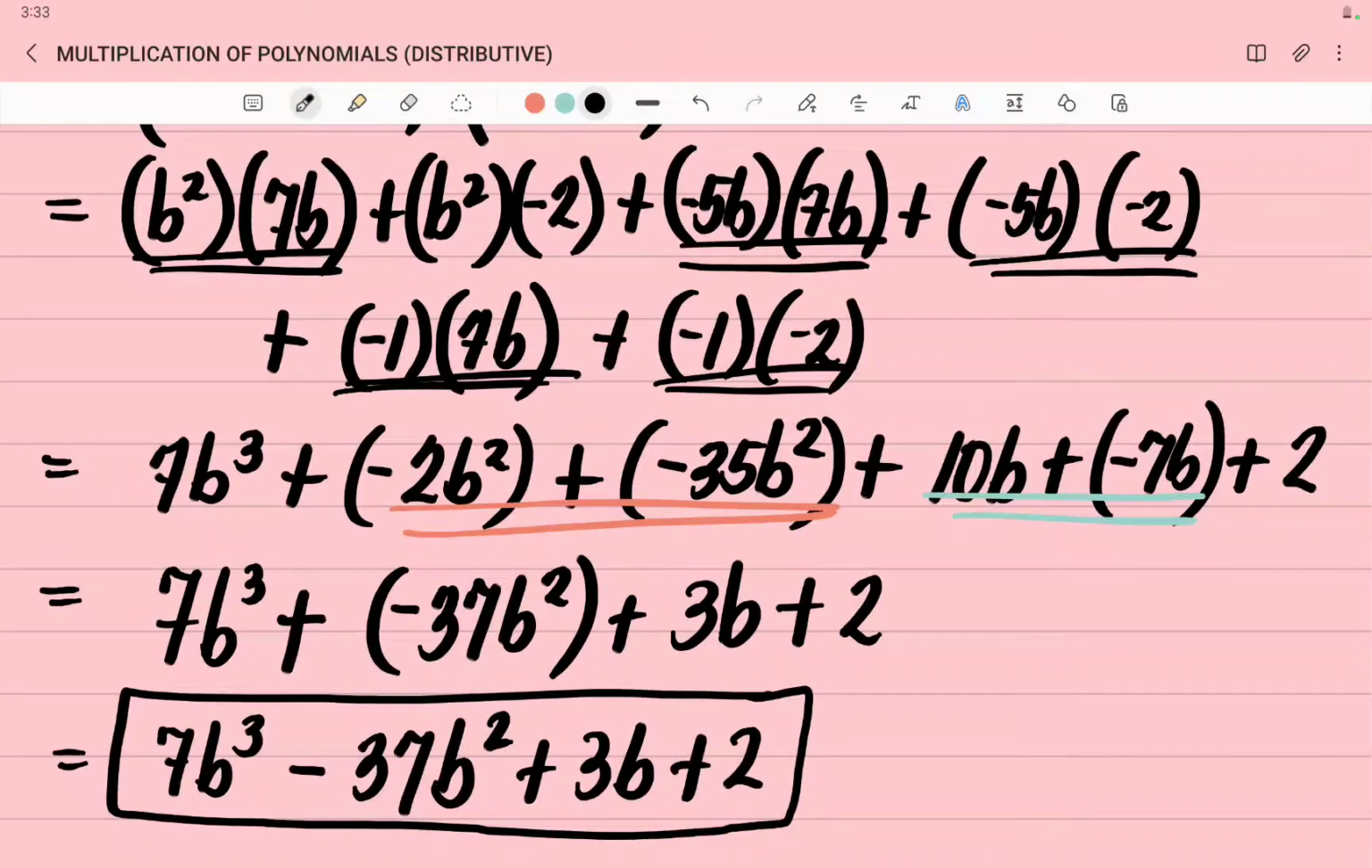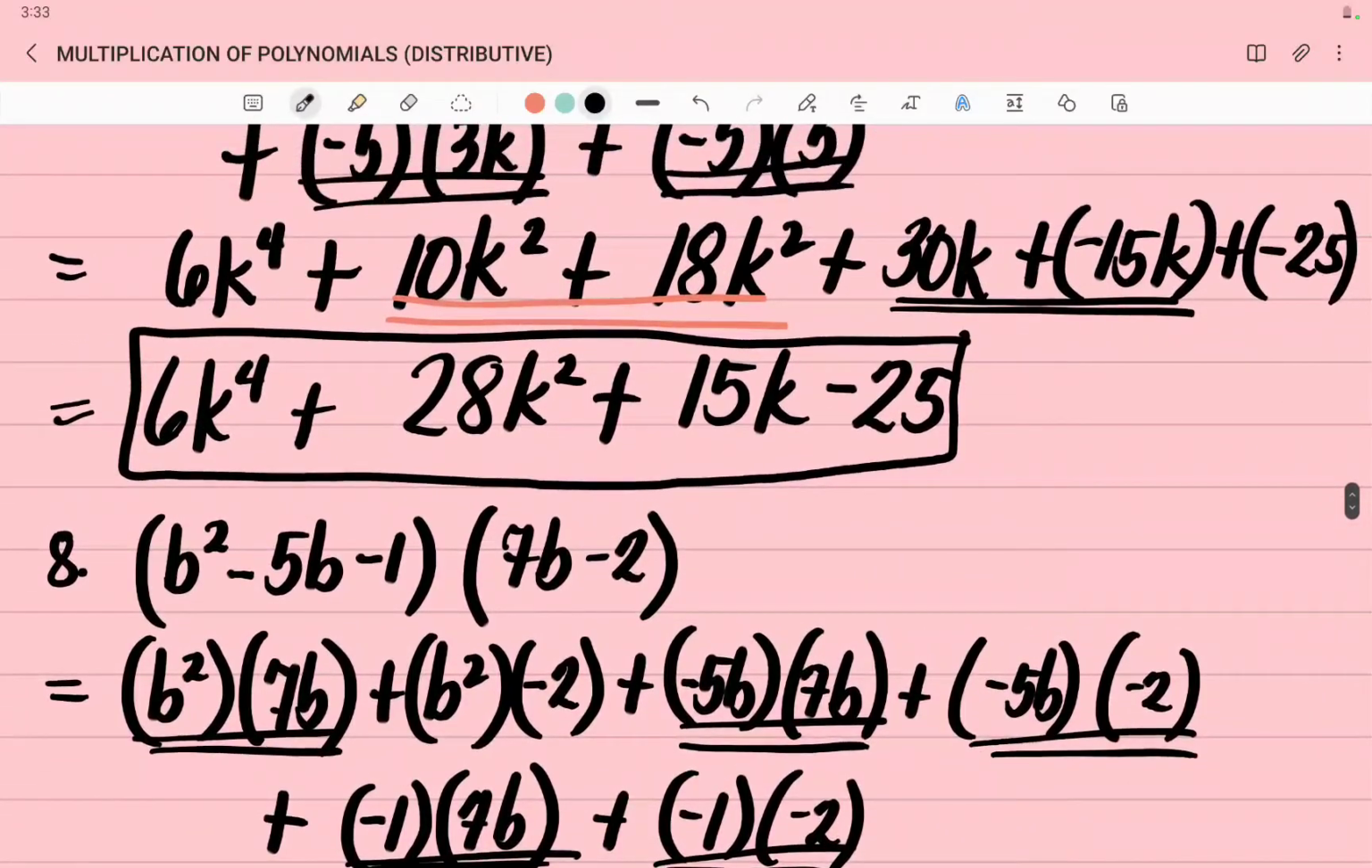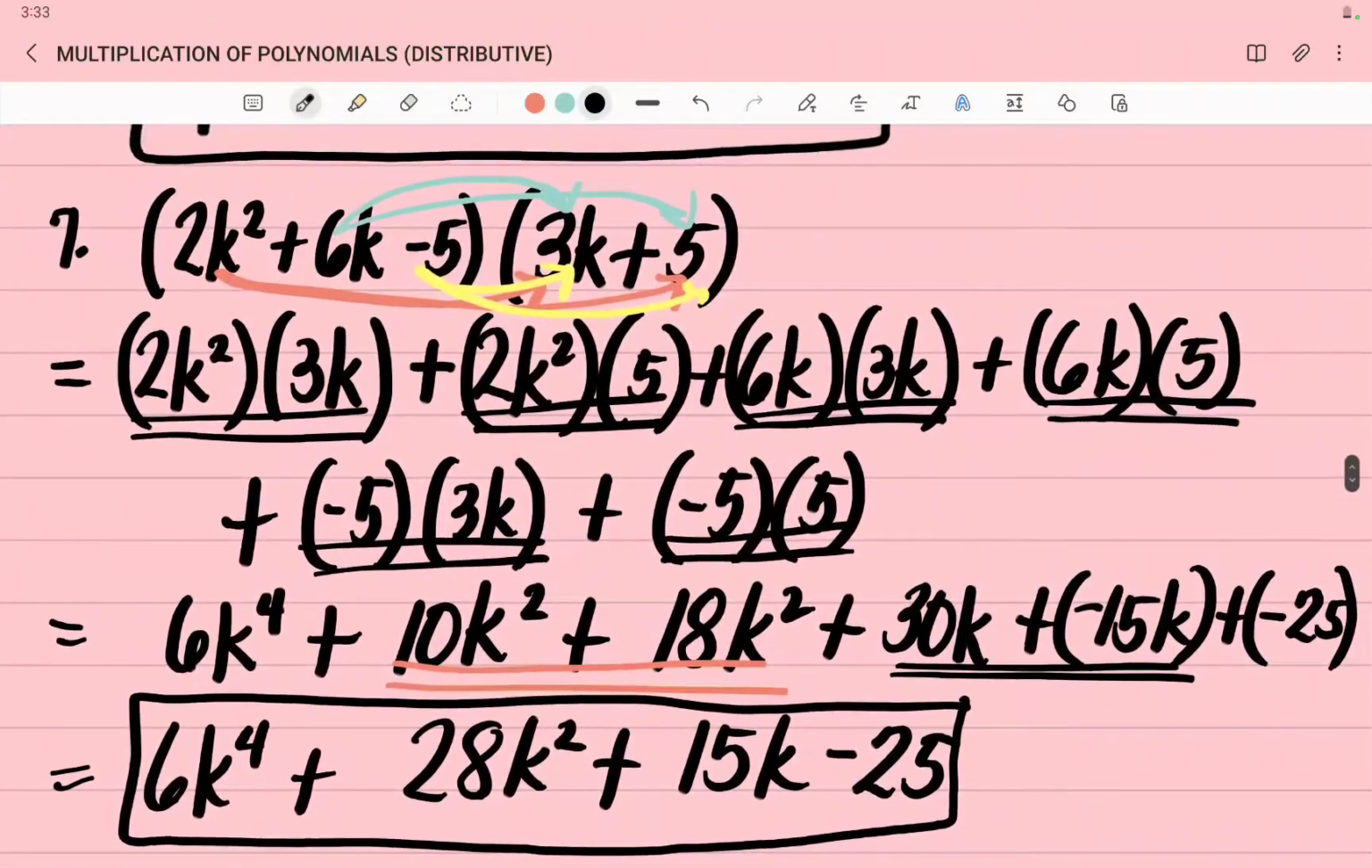By the way, I just want to correct something on number 7. Since this is 2 and raised to 1, this should be 6k raised to 3. Okay, so if you got 6k raised to 3 plus 28k raised to 2 plus 15k minus 25, so that is the correct answer.